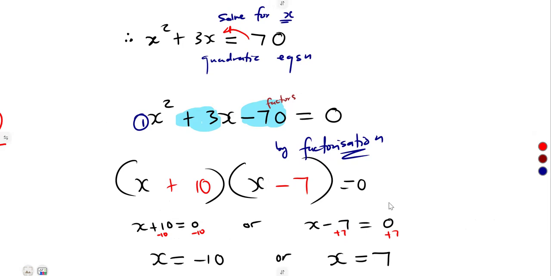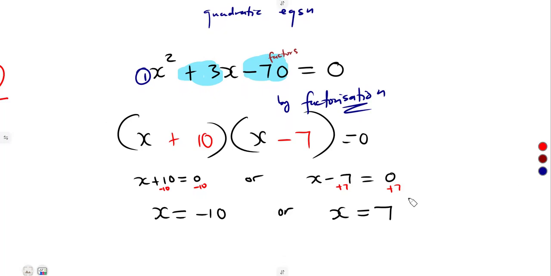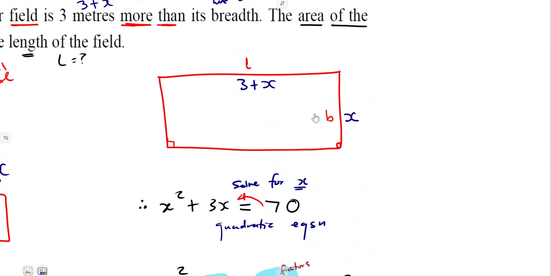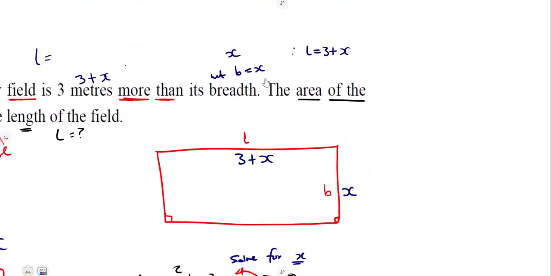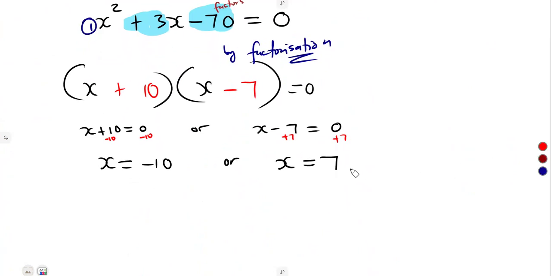Using x as a positive, because we've got a negative there. So we're going to take the positive value. And remember, we are talking about x representing the breadth. And remember that the breadth is less than the length. The length is bigger than the breadth. So meaning to say the breadth is supposed to be 7. The breadth is equal to 7 meters.